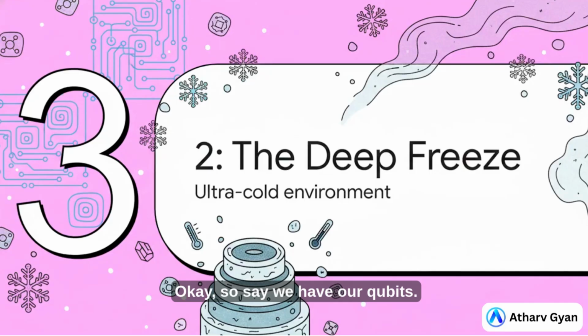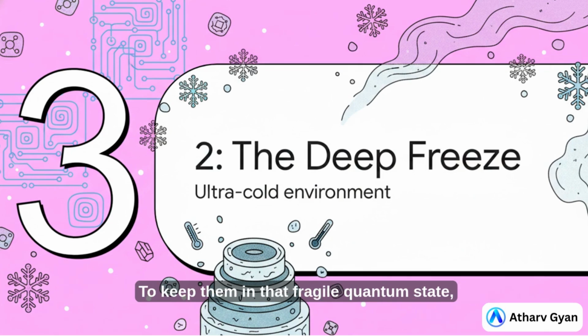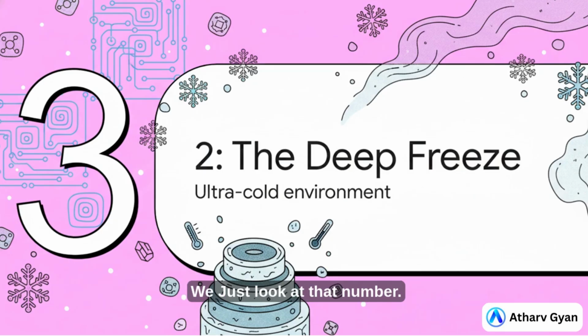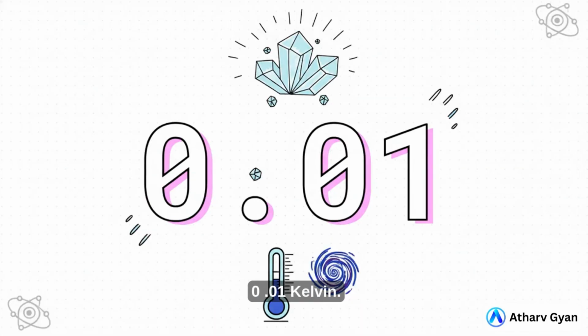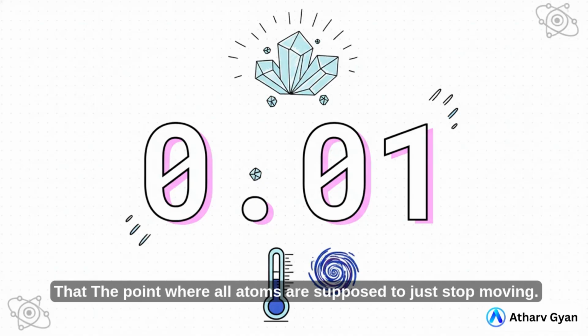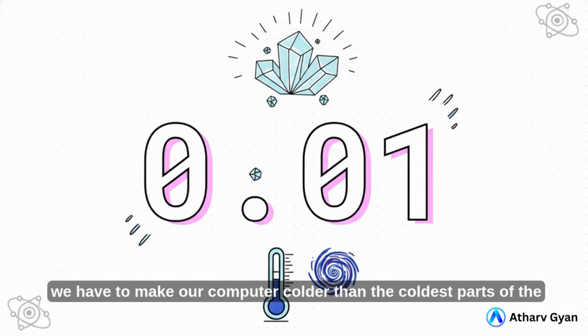Okay, so say we have our qubits. Great, but we can't just slap them on a regular motherboard. To keep them in that fragile quantum state, we have to go to our second and very extreme step. We have to create an environment colder than, well, colder than pretty much anything. Just look at that number. 0.01 Kelvin. That is just 1/100th of a degree above absolute zero, the point where all atoms are supposed to just stop moving. To put that into perspective for you, the vacuum of deep space is a kind of toasty 2.7 Kelvin. So yeah, we have to make our computer colder than the coldest parts of the universe.